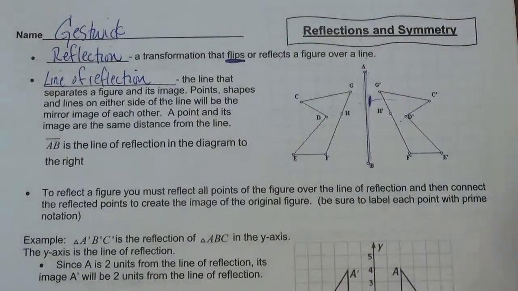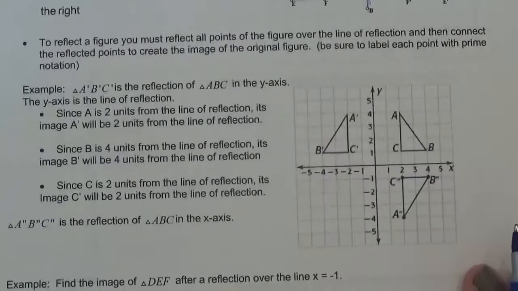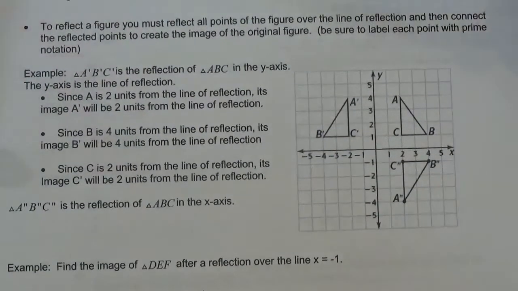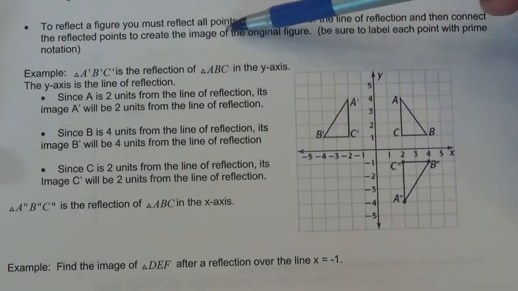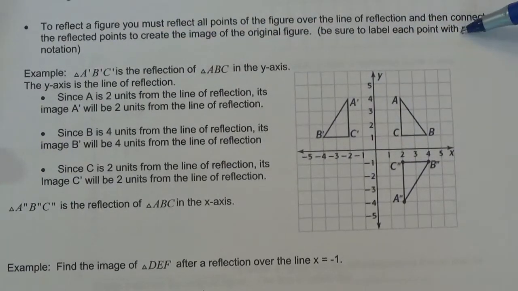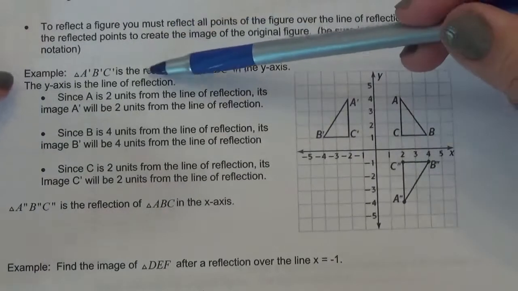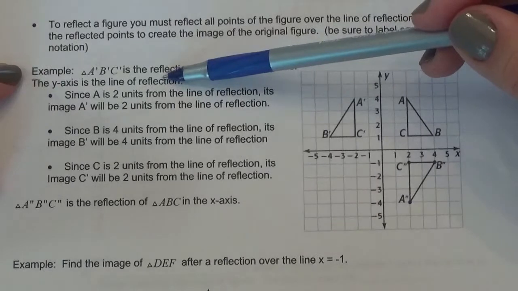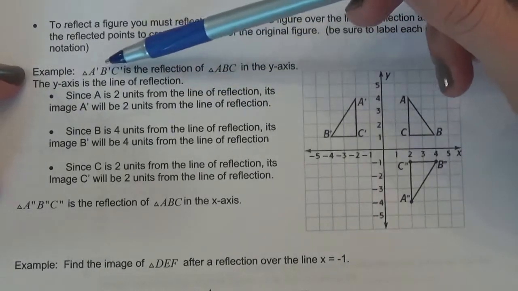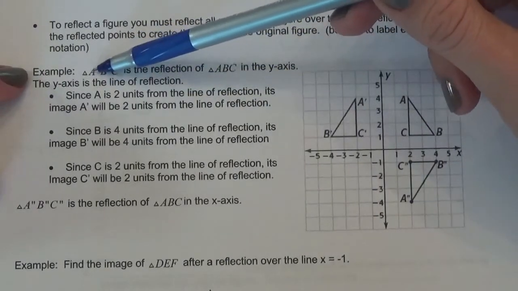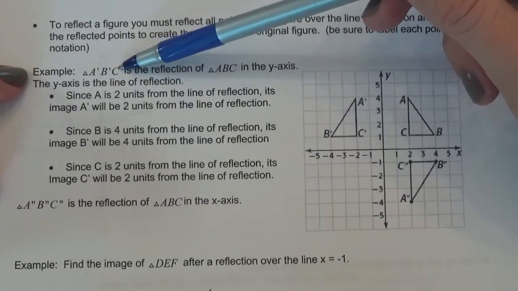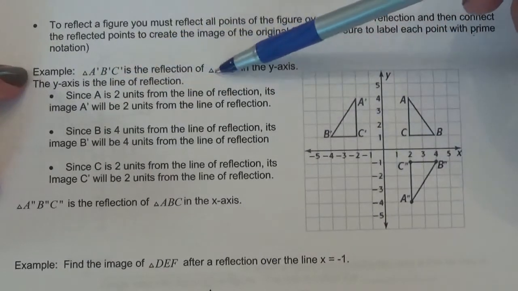Okay, so here are the directions. It says to reflect a figure, you must reflect all the points of the figure over the line of reflection and then connect them to create the image of the original figure. Again, we're labeling the new figure with primes. Let's go through this example here. You can just watch. It says triangle A prime, B prime, C prime is the reflection of triangle ABC.